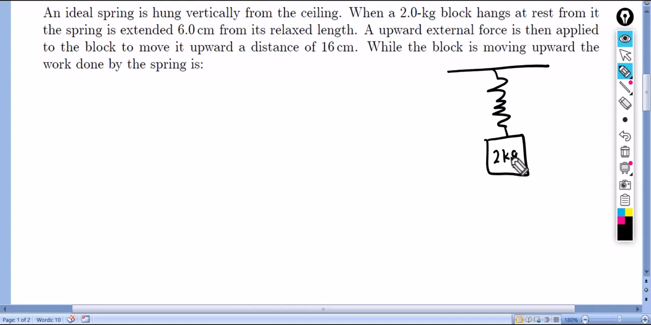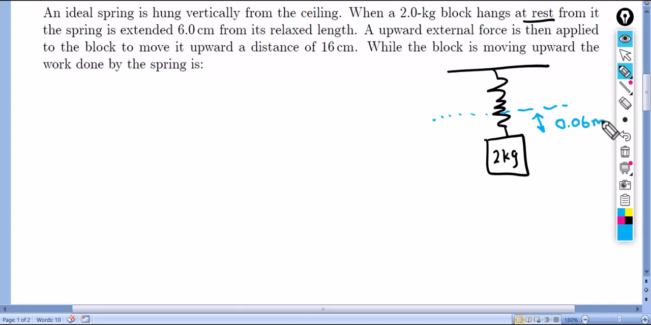So I'm not going to put an arrow, I'm not going to draw a free body diagram because I don't have a weight or a force, I have a mass. Hangs at rest, so there's an equilibrium, this is first law. From it, the spring is extended 6 centimeters. So we have this equilibrium point right here. And from here to here, we have a displacement of 6 centimeters. Let me go ahead and change that ahead of time to meters to make it more useful for us.